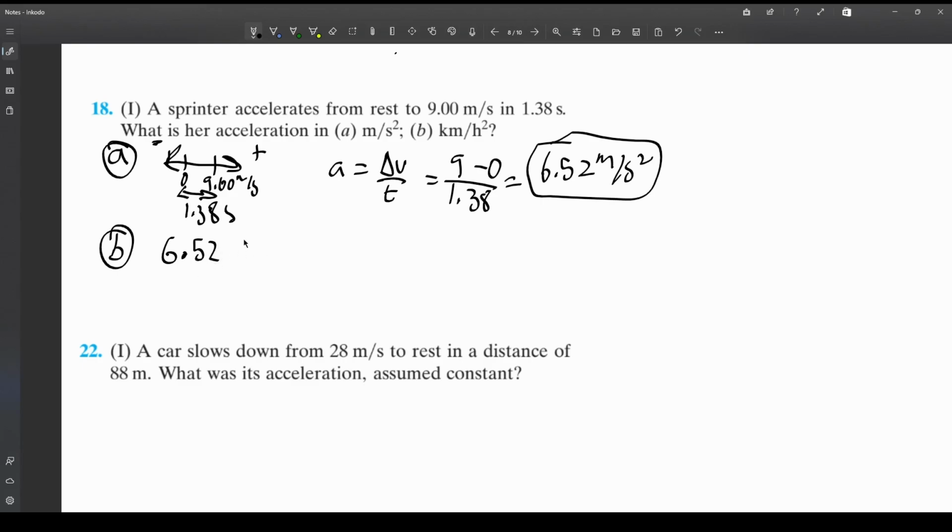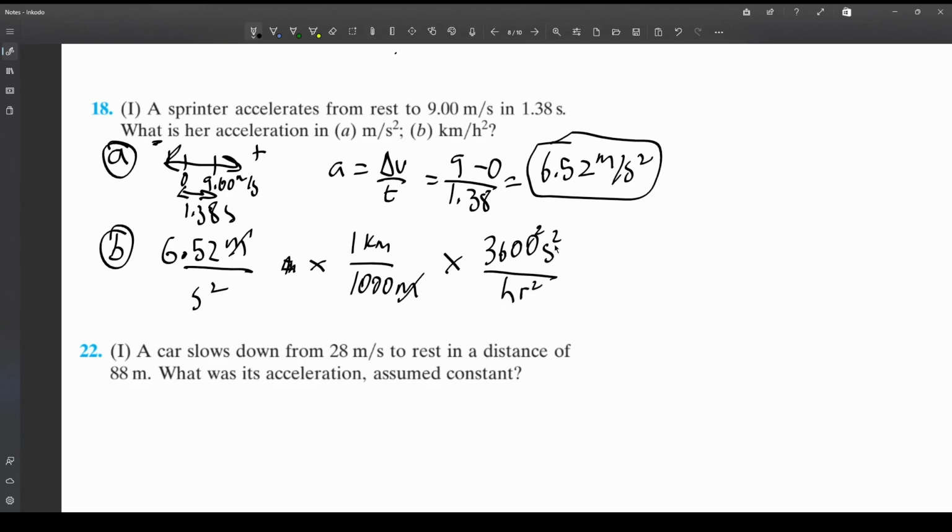So 6.52 meters per second squared, we need to multiply this by 1 kilometer over 1,000 meters. Multiply this by 3,600 squared times seconds squared over hour squared, in which you cancel this and this out, and then you get your final answer, which rounds to 84,500 kilometers per hour squared.